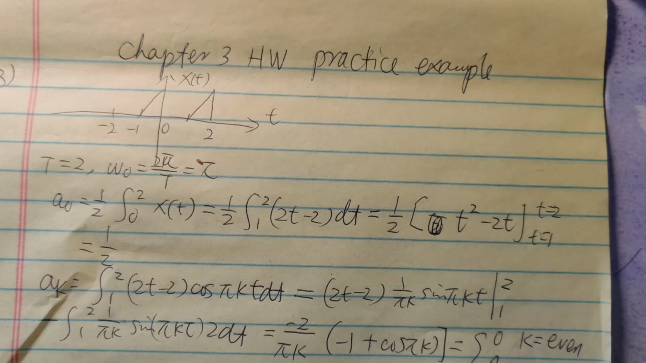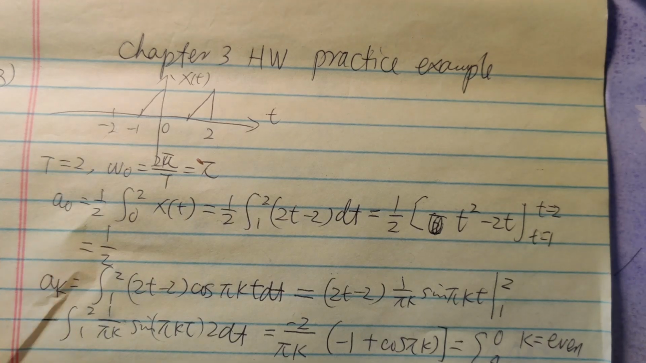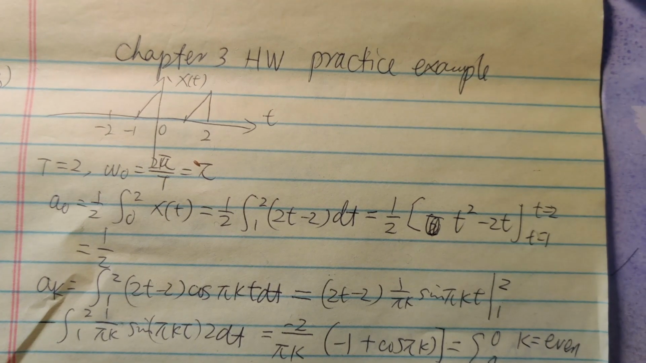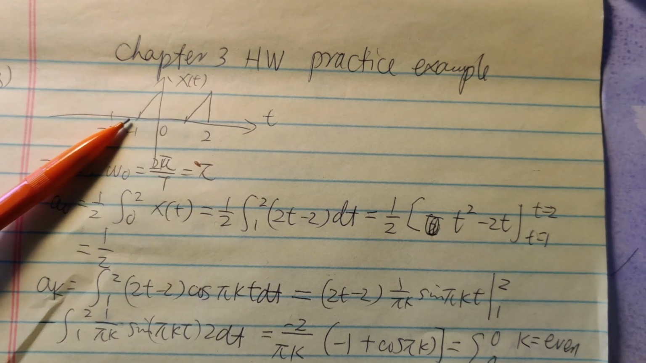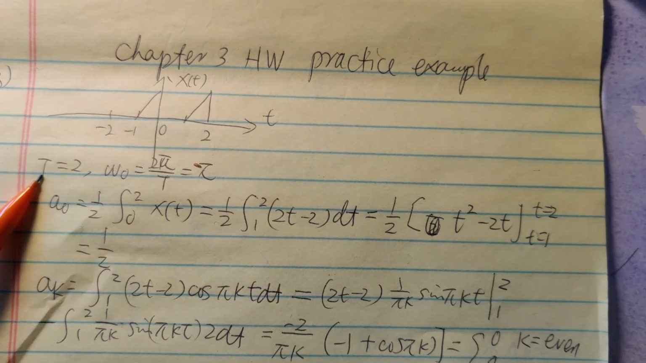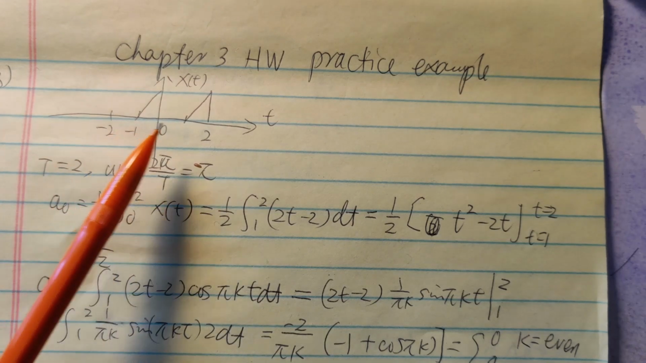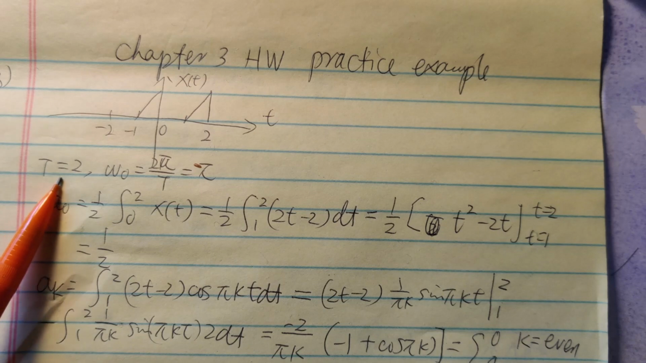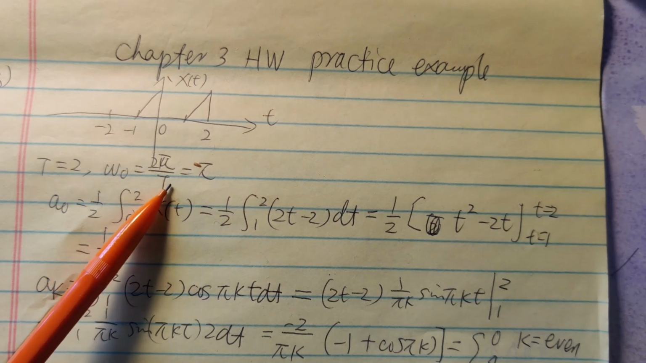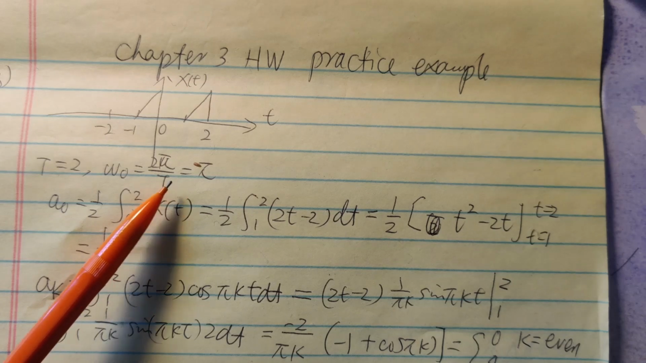Here I have some hints for your homework 3 for chapter 3. So first problem, try to find the Fourier series for a given signal. Here if you look at x(t), there are two triangle waves. First of all, we find the period. The period is from here to here, so the period is 2. So omega 0, 2 pi over T, we get pi, just as we did in our examples.